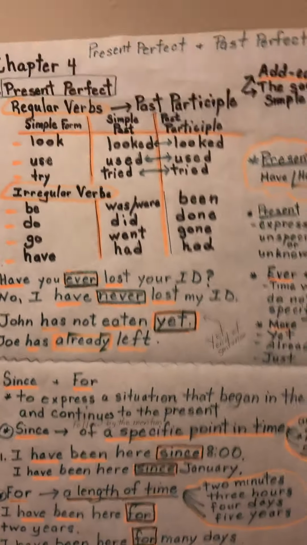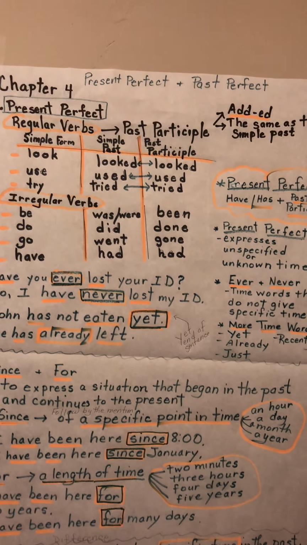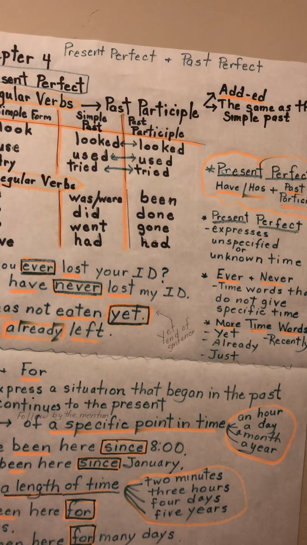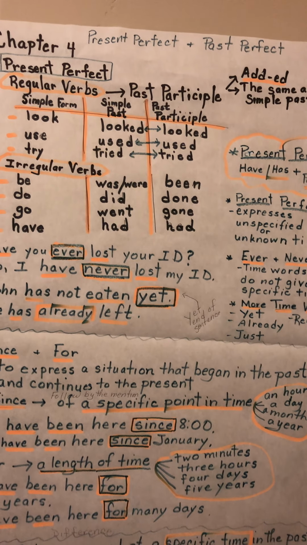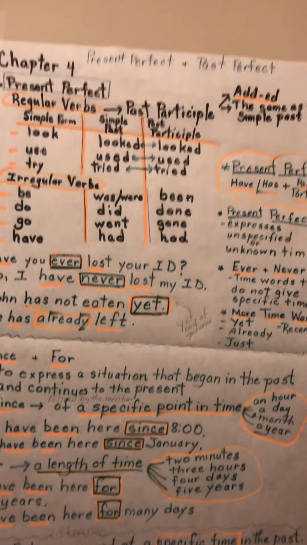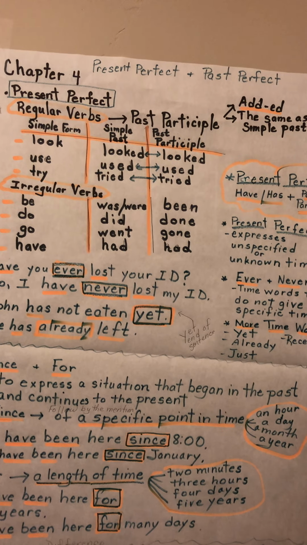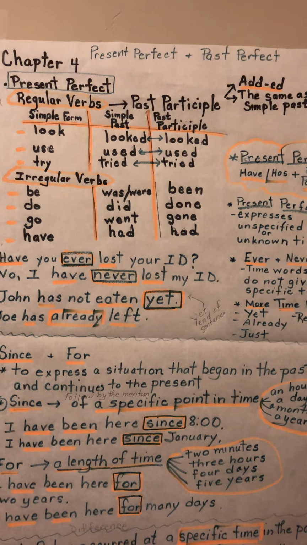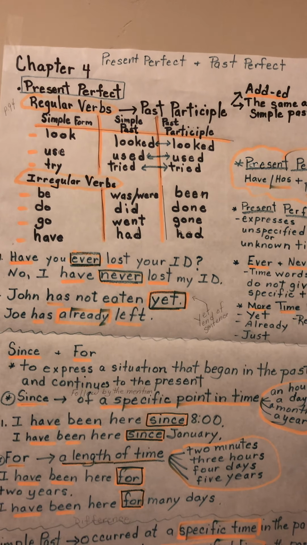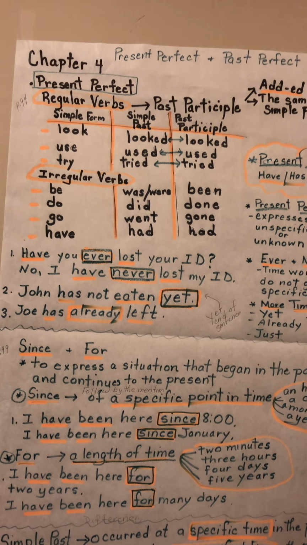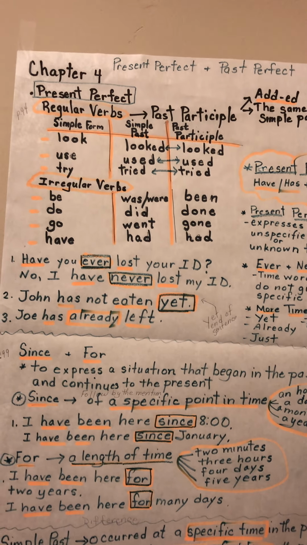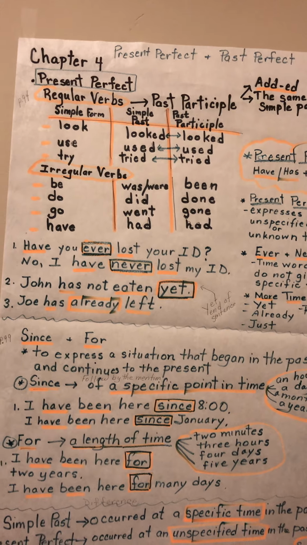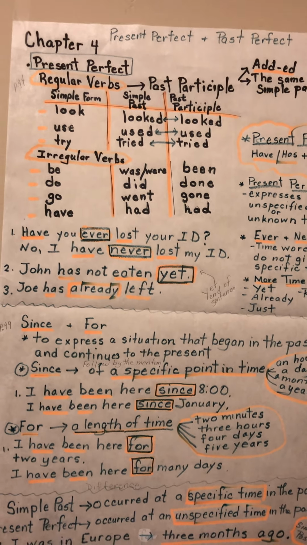Chapter 4 begins with the present perfect. And actually, this is going to be the present perfect and the past perfect. In order to do the present perfect or the past perfect, you need to learn the past participle of verbs. Remember that the past participles of the verbs are in your book. They're at the end of the book on the last page, the inside cover.